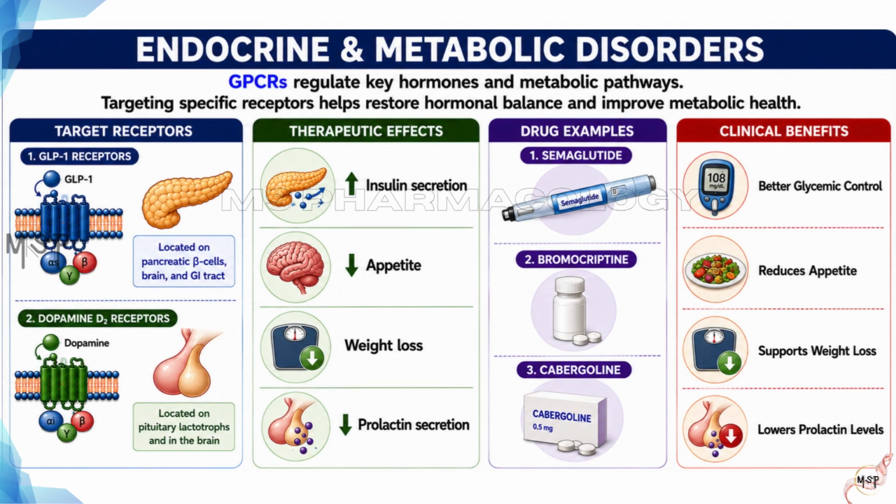Another major area of GPCR pharmacology is the endocrine and metabolic system. GPCRs regulate hormone secretion, glucose homeostasis, appetite, and energy metabolism. GLP-1 receptor agonists, such as semaglutide, improve insulin secretion, suppress appetite, and promote weight loss, transforming the treatment of type 2 diabetes mellitus and obesity. Similarly, dopamine D2 receptor agonists, including bromocriptine and cabergoline, reduce prolactin secretion and are used in hyperprolactinemia.